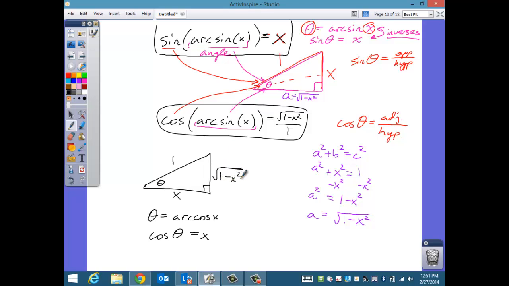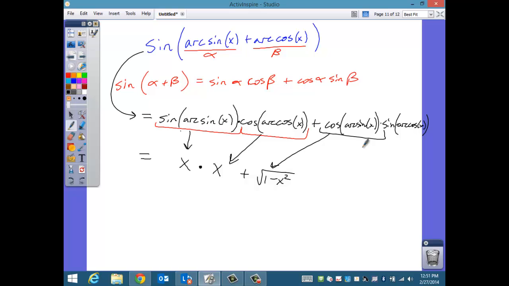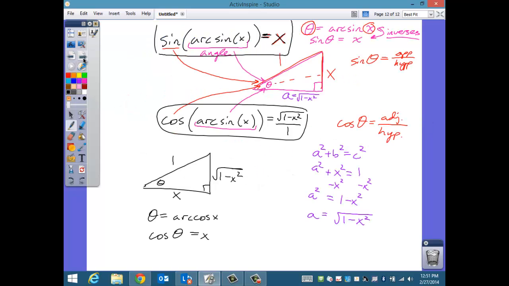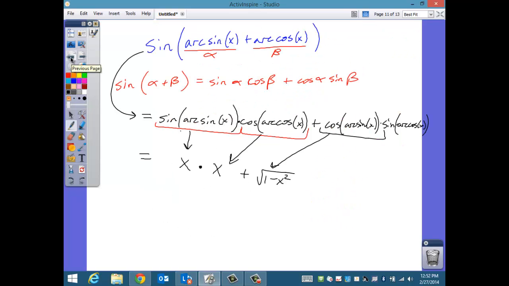And now, of course, I want the sine. I want the sine of arccosine of x. Well, the sine of this angle right here is just the opposite over the hypotenuse. And so I get the same thing, square root of 1 minus x squared over 1. It's the same thing again. And I multiply.